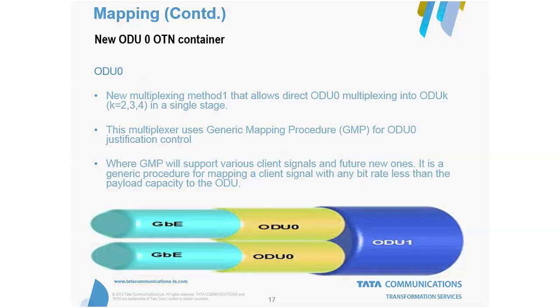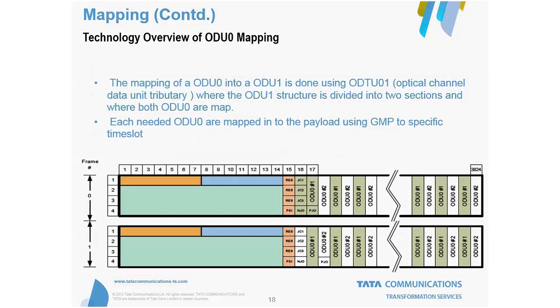Remember, this is specifically to cater to the needs of the users. Okay, let's have a look at the technology overview of this ODU mapping. Because when signals of 1 gigabit Ethernet are coming in, they have to be accommodated into the existing package of this ODU 1. So what we do is, say for example, this is the frame.